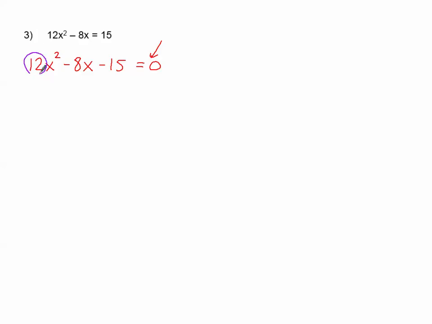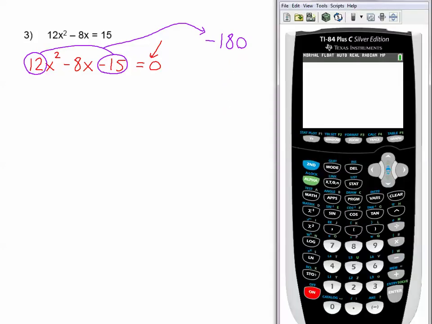I'm going to do this by grouping. I'm going to take the first coefficient and the last coefficient. I'm going to multiply them together. And 12 times negative 15 is negative 180. Wow. Negative 180 has a lot of pairs of numbers that multiply. So instead of sitting here and listing all of those pairs, let me show you a different technique on the calculator. So grab your calculator.